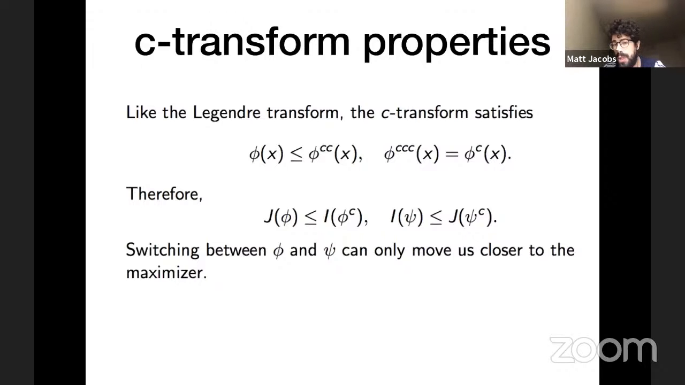And so you can use these properties to see that if I take a phi, I take its C transform and bring it into the psi space, and I plug it into I, actually the value has to get bigger. That's just going to be because when I do this double C transform, I actually had to increase the value of the function. I'm integrating it against a positive measure, and so the value of the problem has to go up.